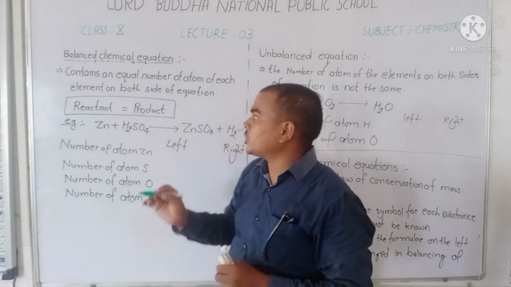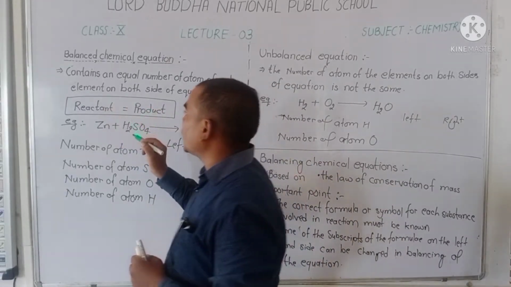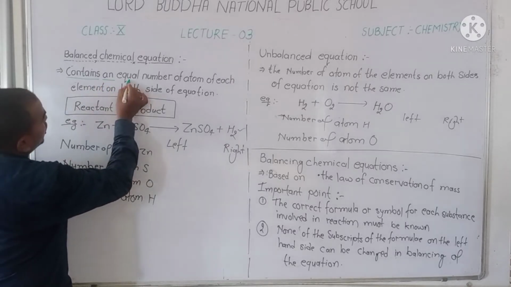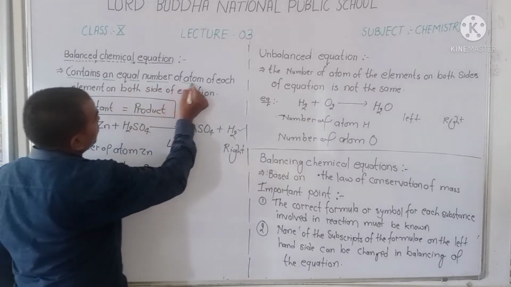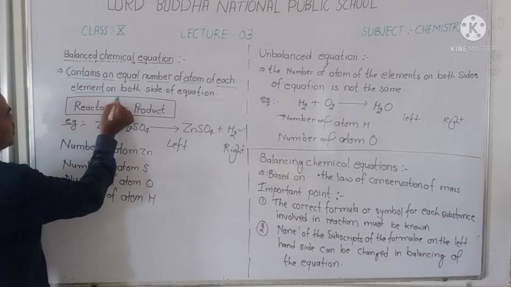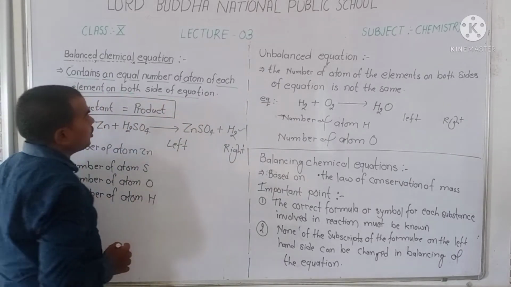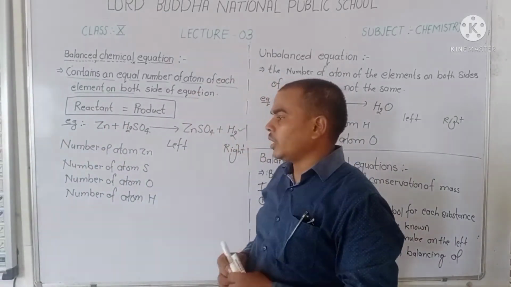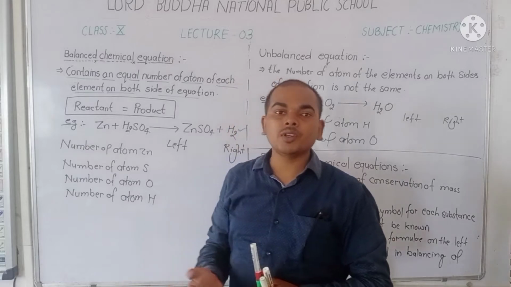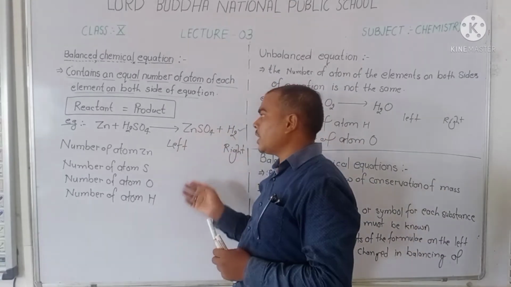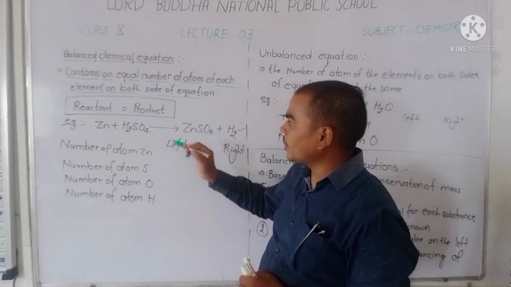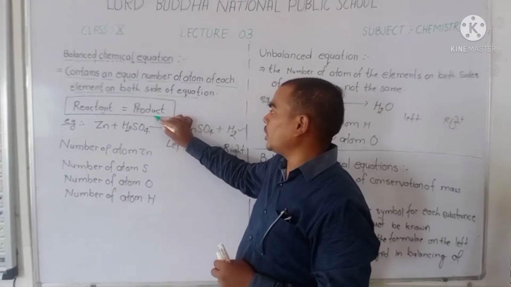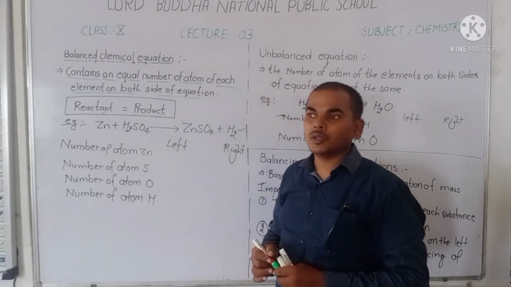A balanced equation contains an equal number of atoms of each element on both sides of the equation. This means the number of atoms on the left-hand side and the number of atoms on the right-hand side are equal. That is, the number of reactant atoms and product atoms are equal in a balanced equation.